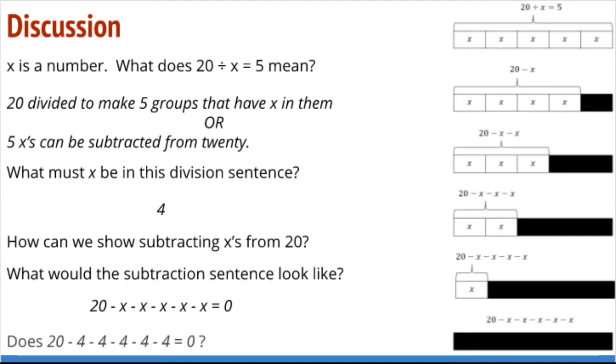So if we put our 4 in here, because we predicted it would be 4, if we subtract 4 out 5 times, do we end up with 0? Well, yes it does.